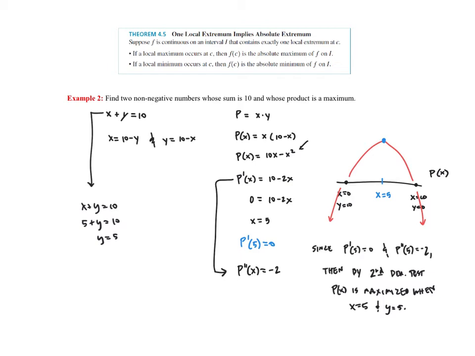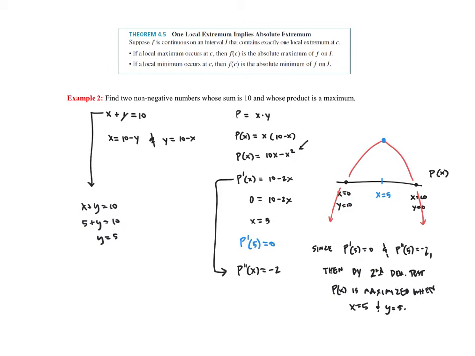All right, there you have it. That's the use of the second derivative test, and this one local extremum implies absolute extremum. As I look at that, I see that p prime equals 0 at only one value. That's going to signify that I'll have either an absolute minimum or an absolute maximum at x equals 5. That's why I went to the next step, found the second derivative, and determined using the second derivative test whether that would be an absolute min or max.